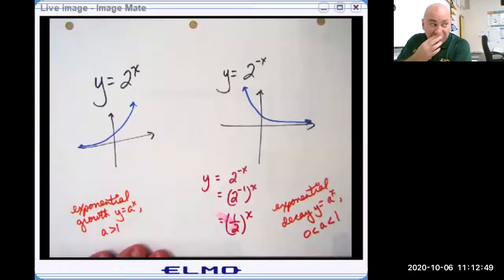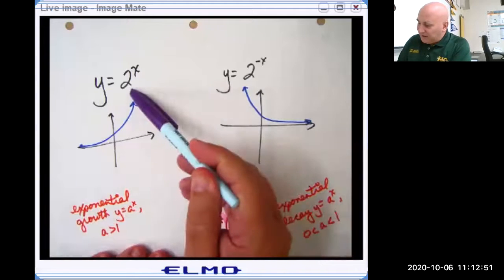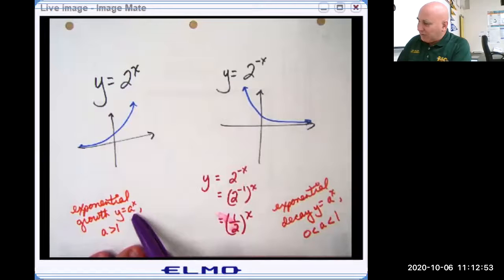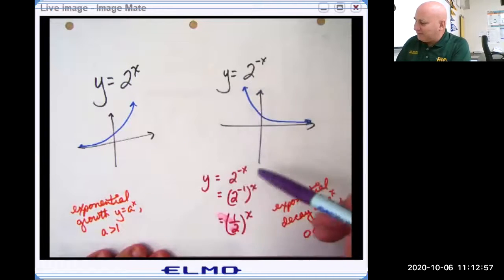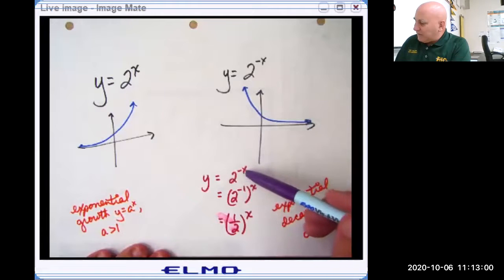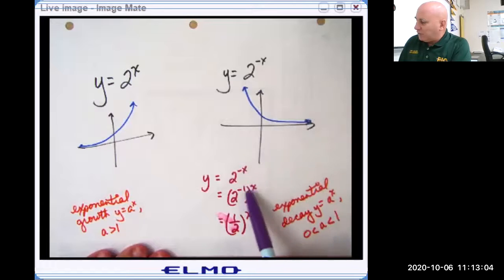Or you could use some of your rules of exponents, which you can't see right now because I'm not sharing my screen with you. There we go. So here's 2 to the x, exponential growth. Here's 2 to the negative x, which is reflected over the y-axis. Another way you could think of that is negative x is negative 1 times x. When you raise a power to a power, you multiply the exponents. And 2 to the negative 1 is 1/2.